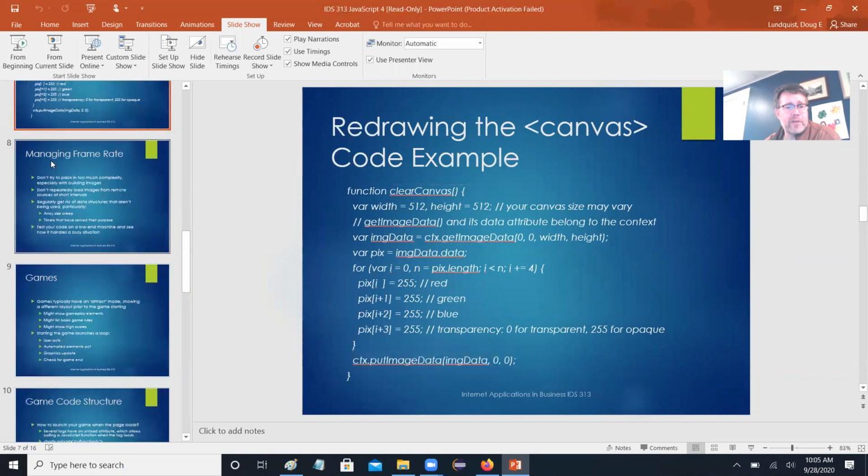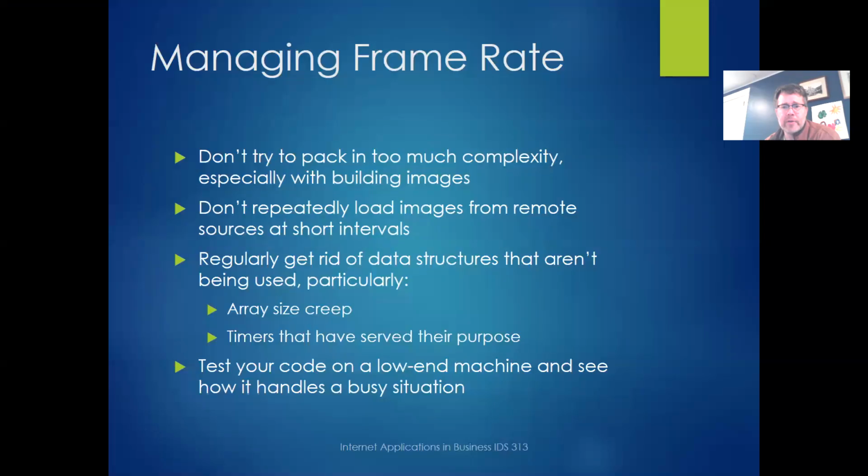So the next thing, let's talk briefly about managing our frame rate. These are just good ideas, pretty much common sense once you've played around with this stuff for a bit. Number one, don't try to pack in too much complexity, right? The more complex your images are, or the more complex the redrawing process is, you may overload your computer, and it may not work so well. In particular, if you're going to store these images, don't try to reload whole bunches of them from remote sources at short intervals. It's not going to work very well. So you'll want to download a batch of image data if you're using some kind of image flipping technique.